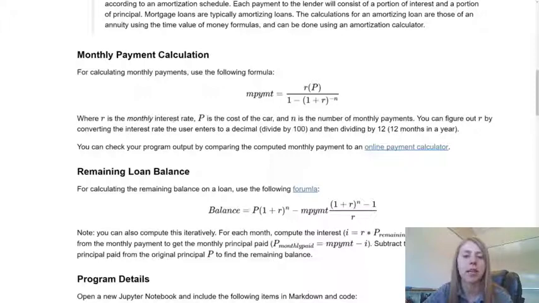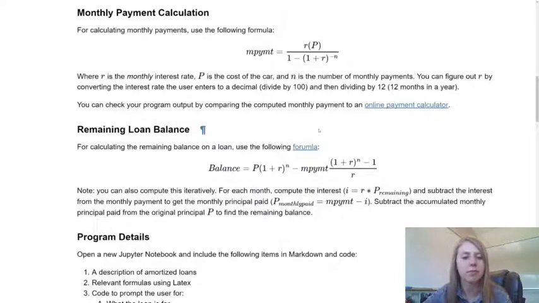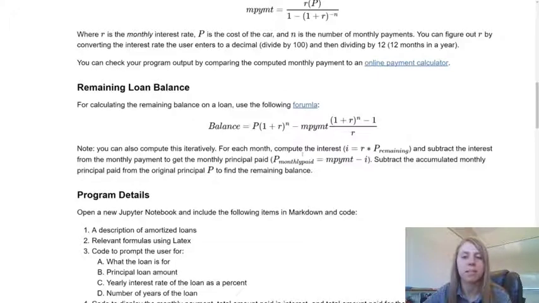And your monthly interest rate could be based on a yearly interest rate that you would need to convert from a percentage to a decimal by dividing by 100, and then converting that annual interest rate to a monthly interest rate by dividing by 12. So for example, say you're getting a 2.5% yearly interest rate, we would divide that by 100 and then again by 12 to get your monthly interest rate, which is needed for the monthly payment formula calculation here. You can compute your remaining loan balance using the following formula.